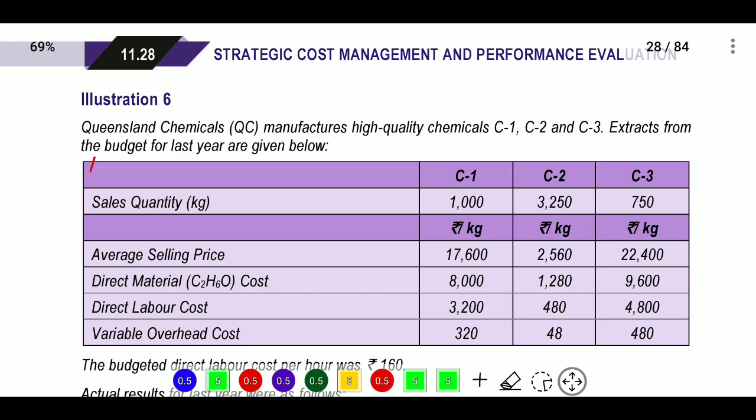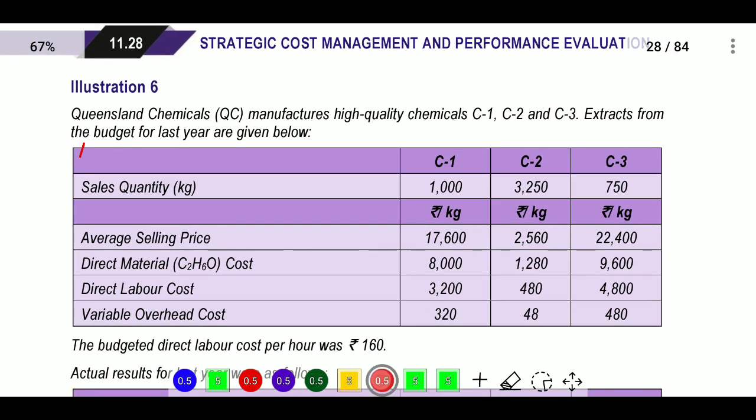In this video, we are going to discuss, in continuation with the last class, standard costing and illustration number 6. What is there in illustration number 6? In illustration number 6, QC Land Chemical, QC manufactures high quality chemicals C1, C2, C3, and extracts from the budget of last year are given below. Some information was provided.